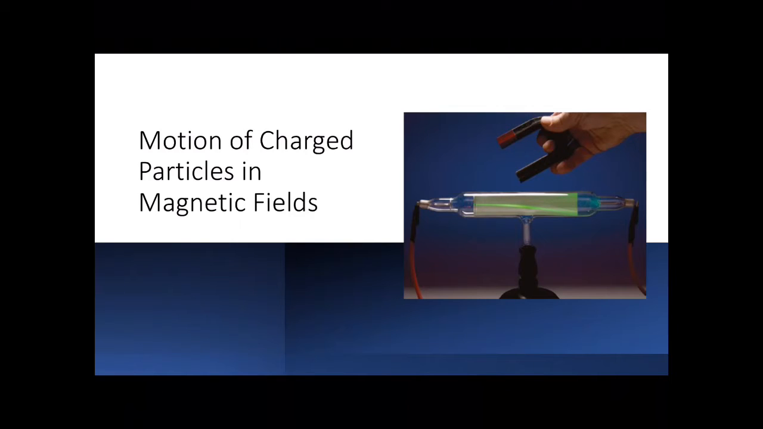Hello, welcome to a video on the motion of charged particles in magnetic fields. The image here is of an electron beam within a cathode ray, and the electron beam is being deflected by a magnet. So if a particle has charge, or if there is a current running through a magnetic field, it will be deflected as a result of force.